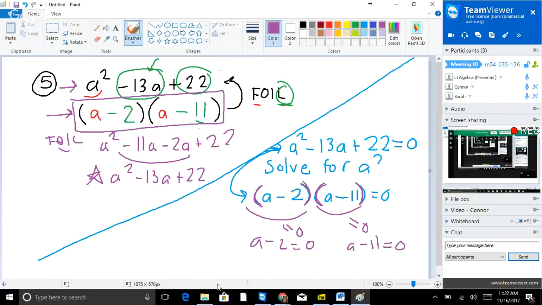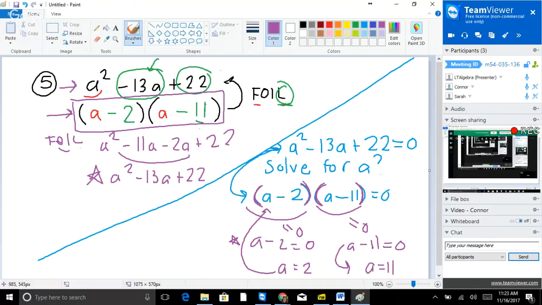Okay, and this I know how to solve. This is super easy. A minus 2 equals 0. That means when a equals 2, if I plug that back in right here, right? 2 minus 2 is 0, and 0 times anything is 0. Or this one, a minus 11 equals 0. That means when a equals 11, this is 0.